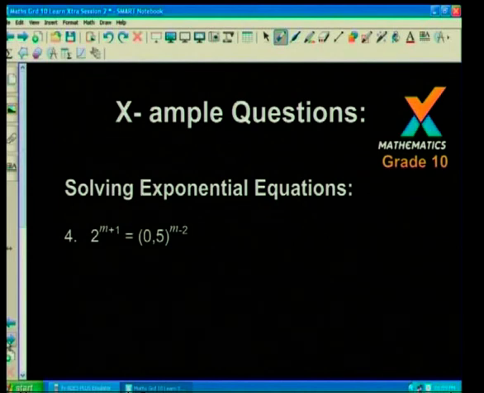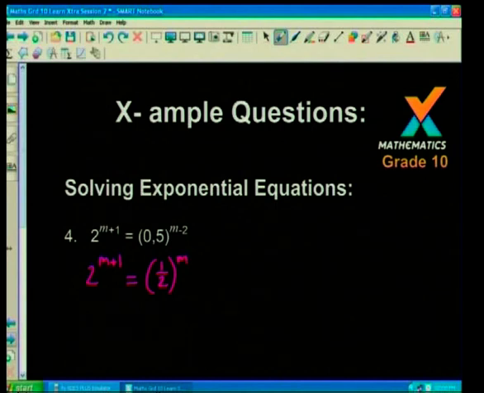Okay, the next question throws in one of those things that are confusing, and that is a decimal. So we're going to start by changing that decimal to a fraction. 2 to the power of m plus 1, I'm going to leave as it is for now, and change 0.5 to 1 over 2.